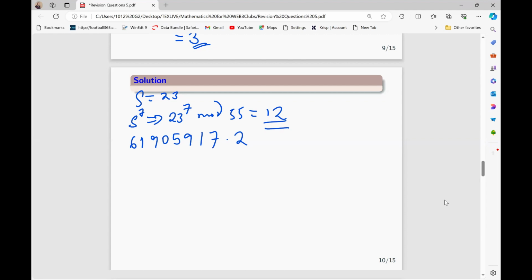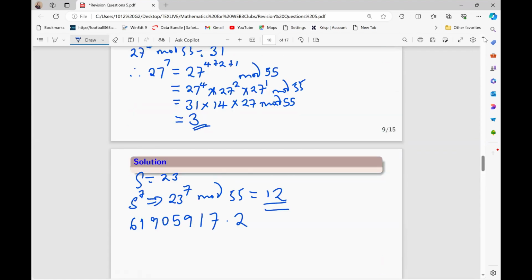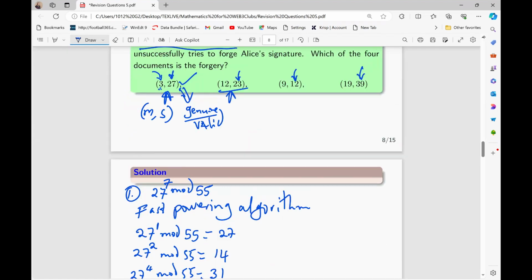Of course, you will have used the fast pairing algorithm, but this one you can do without it, because these are small numbers. Let's see whether it was 12 that was sent. True, it's 12. Let's try the next one.